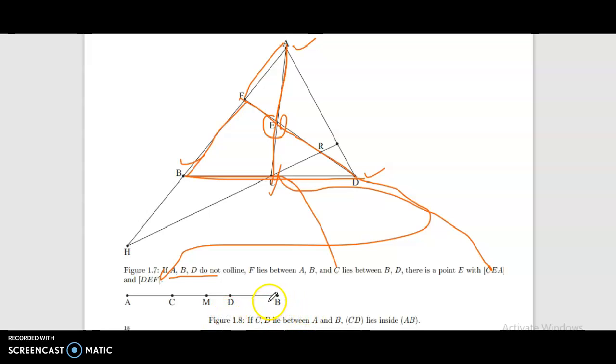In this figure, next figure, if C and D lie between A and B, that is the line CD inside AB. Inside of this AB, the line CD.